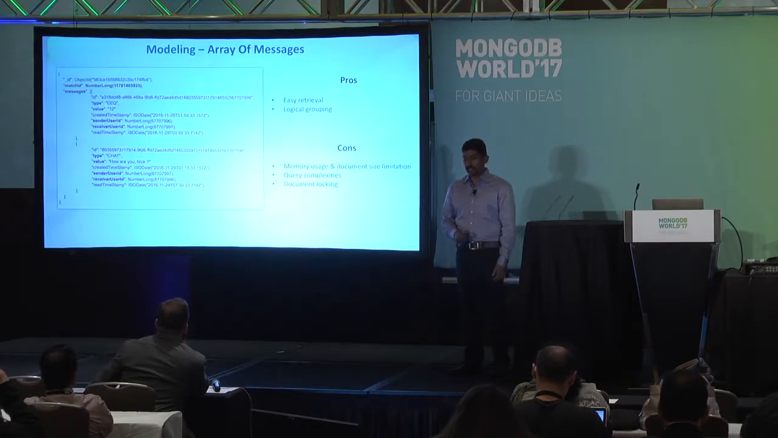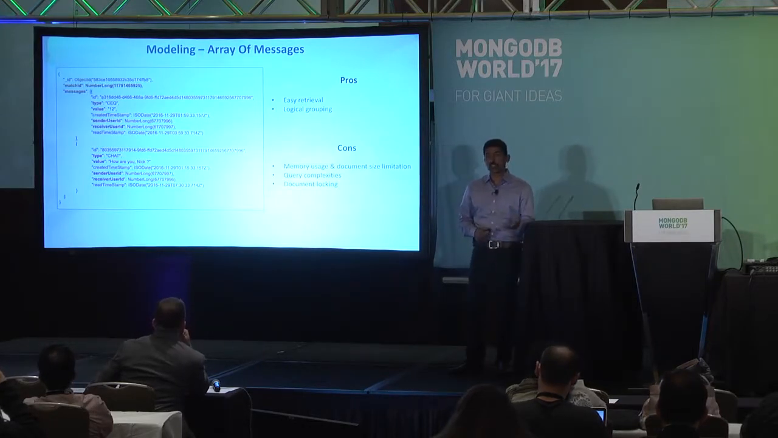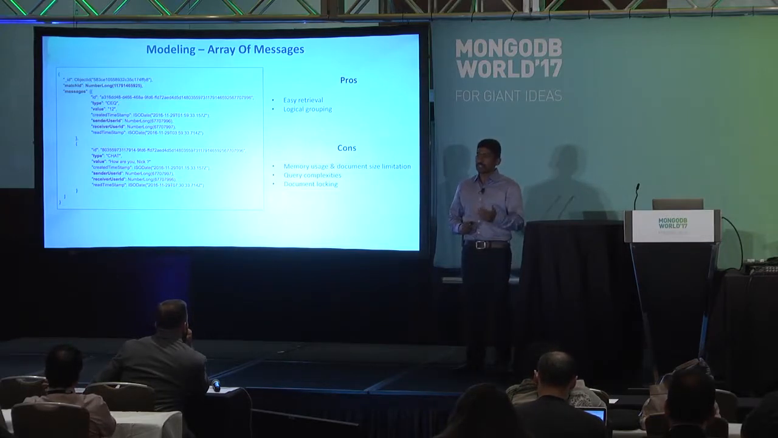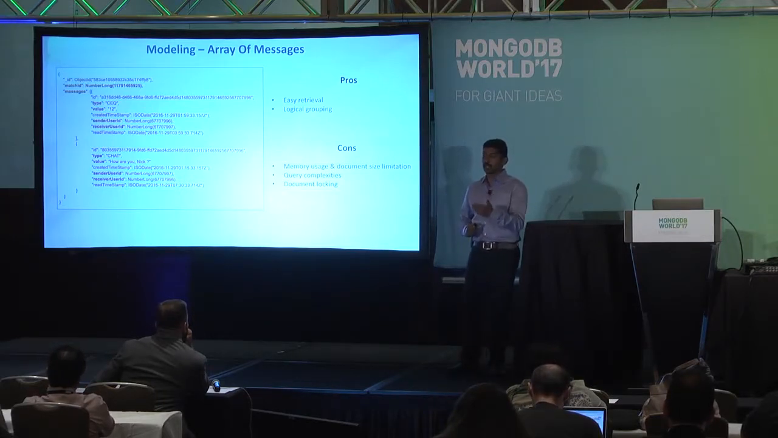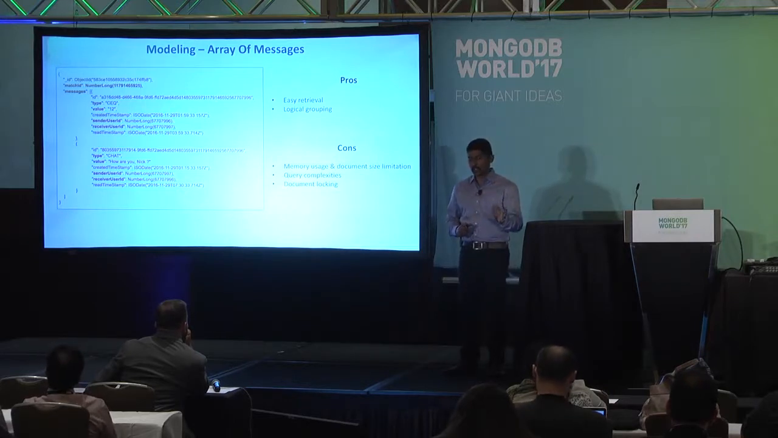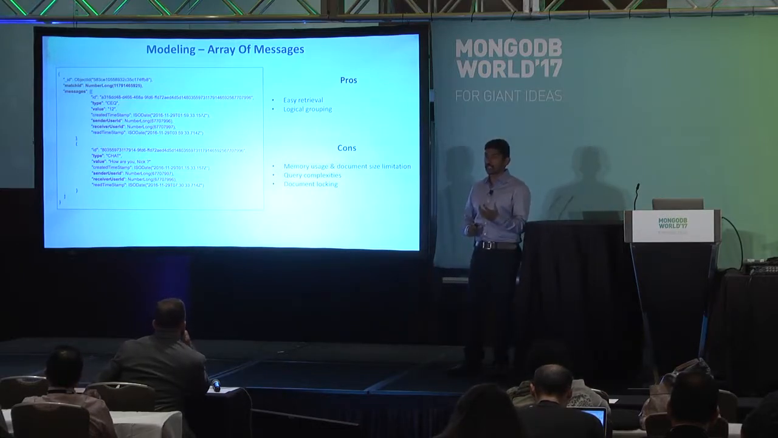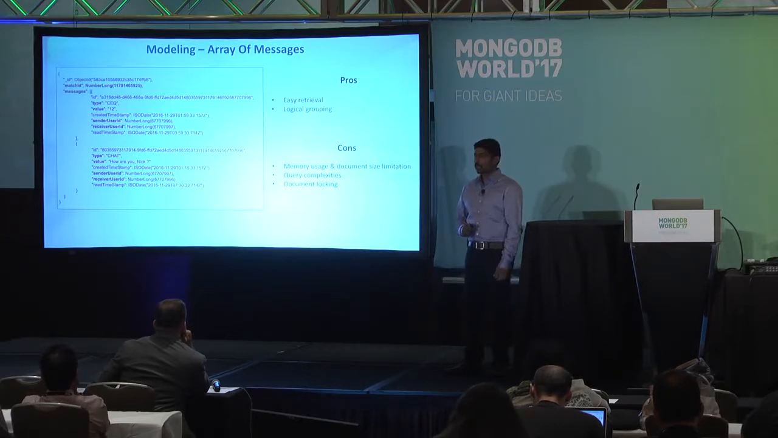The first approach that we were looking at was an array of messages. We have a single document with fields for the match ID and an array for the messages. So all the messages exchanged between compatible users are stored in an array. It's a simple schema, a logical grouping of the match ID and the messages, and allows easy retrieval of chat history between two people. But there are some disadvantages here.